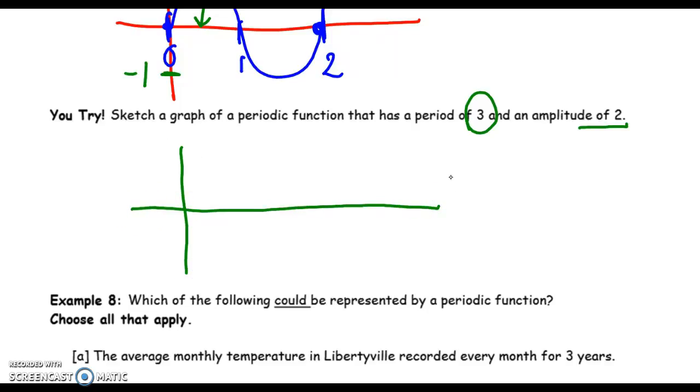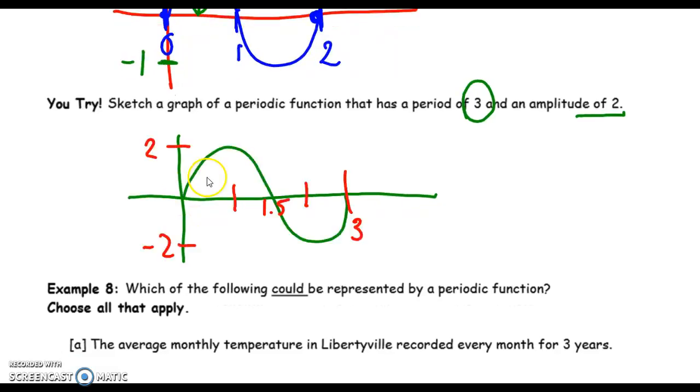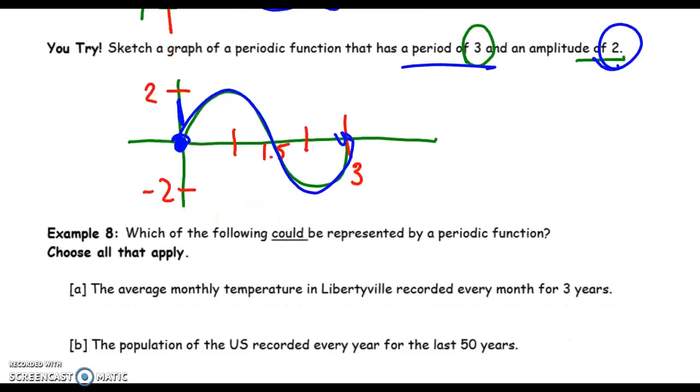Go ahead and pause me while you do that. Perhaps you came up with something like this. Again, it is open-ended, so it could look different. But notice I have one full cycle from 0 to 3, so that's where I'm going to get a period of 3. And I labeled my max and min since I did start at 0. My amplitude is going to be easy because I can label my maximum at 2 and my minimum at -2.